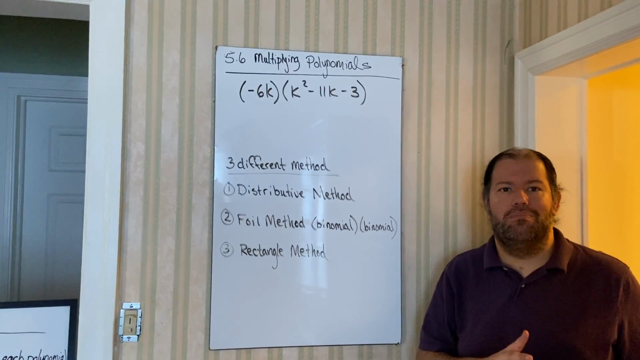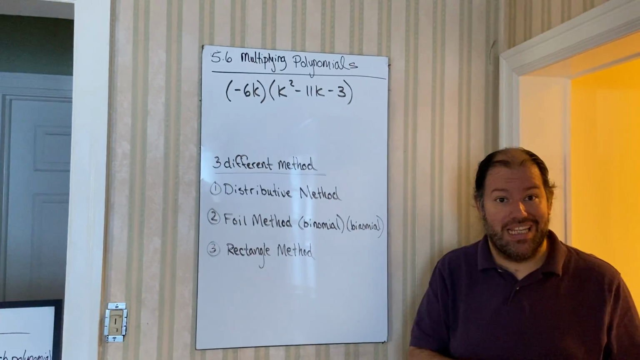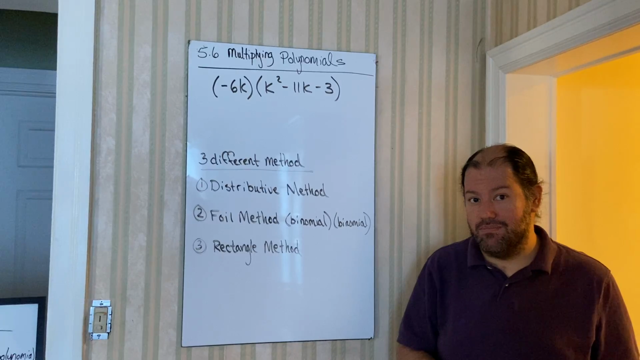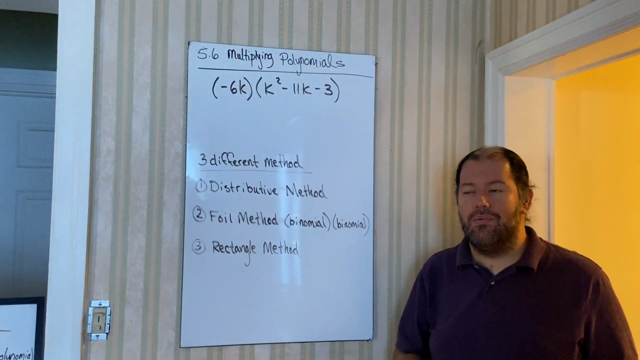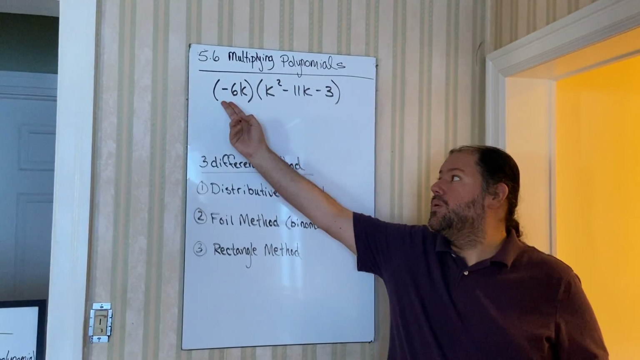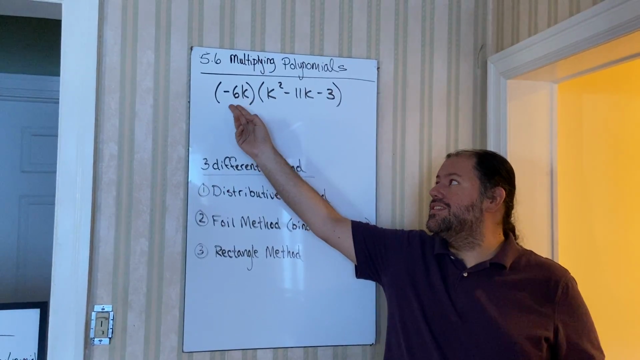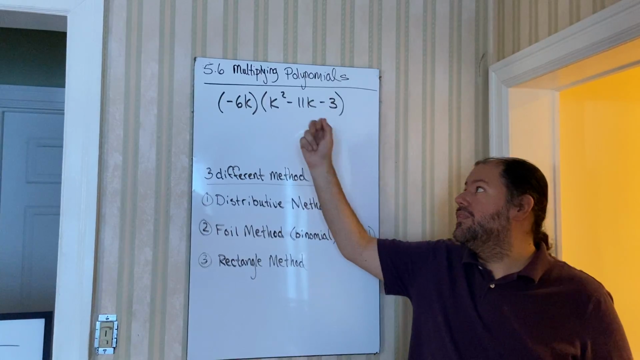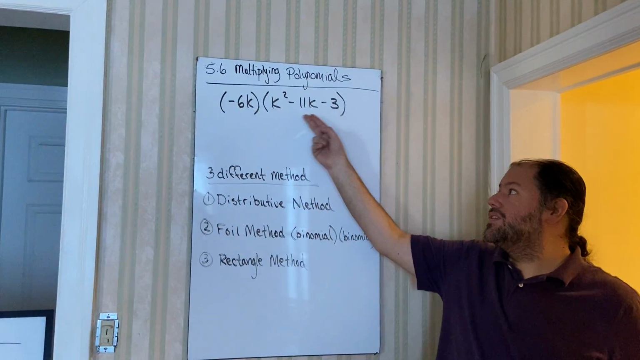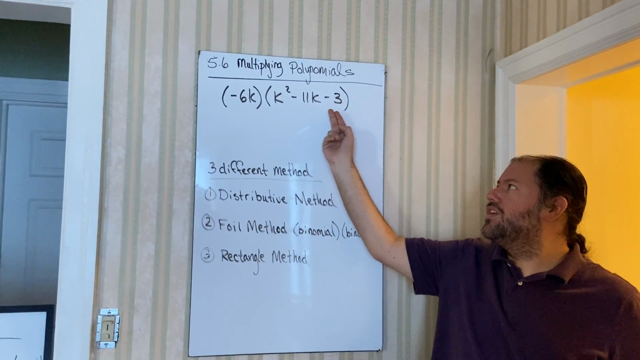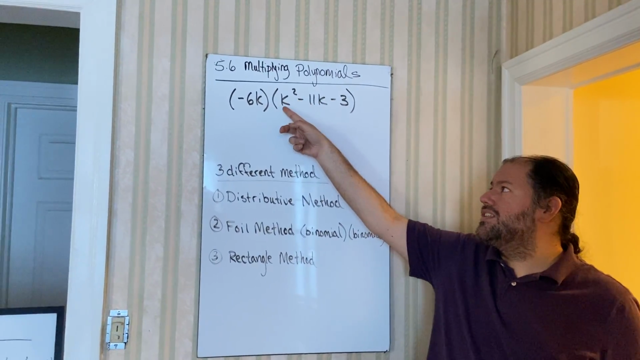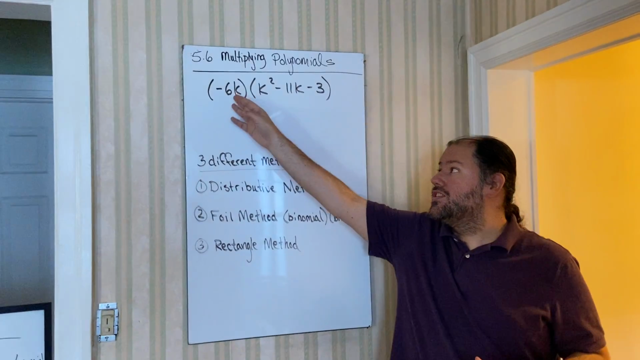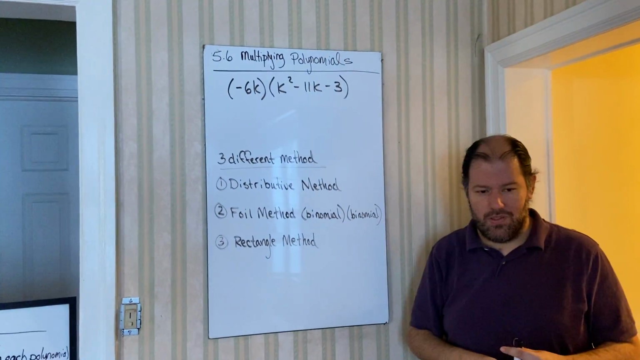If you remember, the word polynomial just means many terms. Terms are separated by addition and subtraction symbols. So we're going to be multiplying, like in this case, a monomial. Notice there's no addition or subtraction in this set of parentheses. It has one term. Times a trinomial. 1, 2, 3. See how these subtractions separate these two terms, and this subtraction separates these two terms? So you have a monomial times a trinomial.